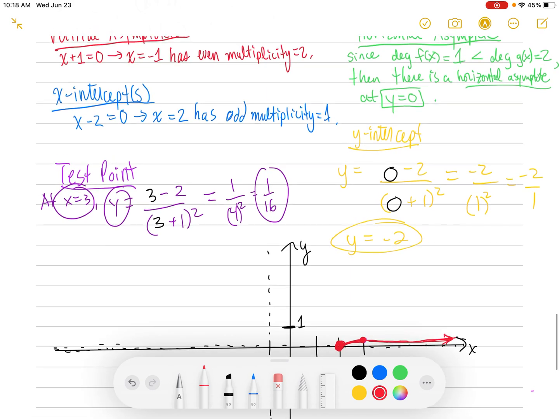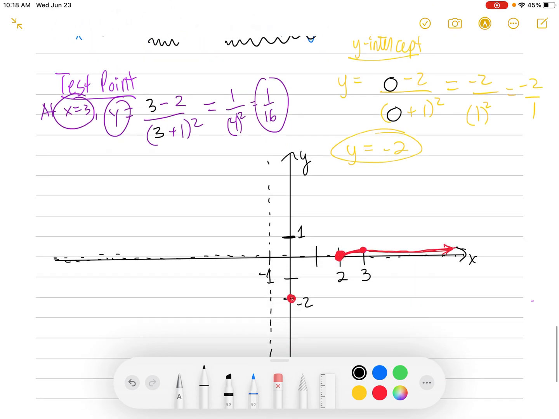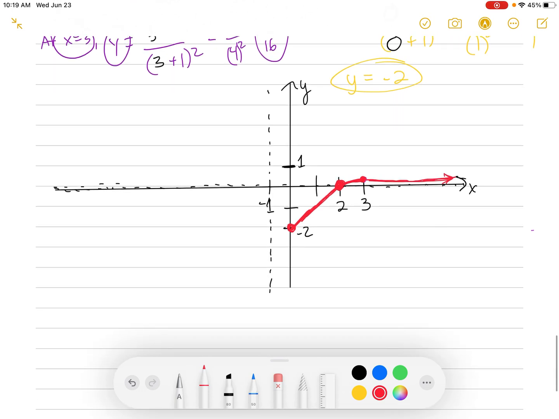Now what happens at x equals 2? Do you cross or do you kiss at x equals 2? Let's see, we have an x-intercept here at 2 that had odd multiplicity. So since it had odd multiplicity at x equals 2, you're going to cross here. You're going to come across and you're going to have to connect to the y-intercept, which is at y equals -2.